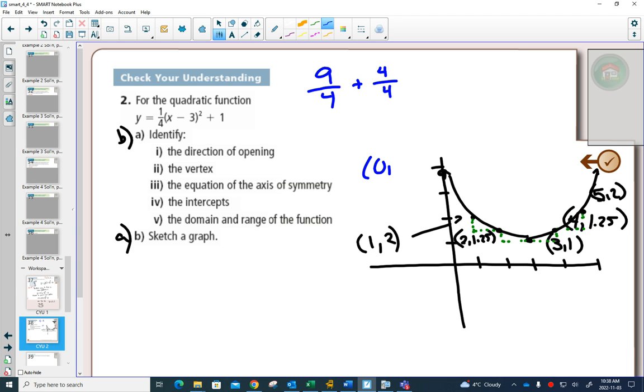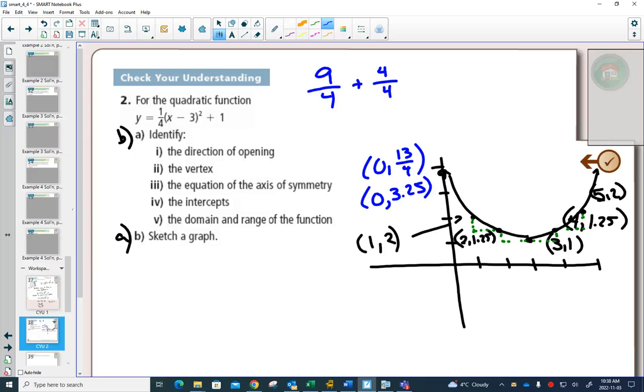How do you add fractions? You need a common denominator. We are going to find out that our y-intercept is 0, 13/4. And maybe you can figure this out as a decimal. This would be 3.25. Maybe I haven't drawn it very good on my scale.